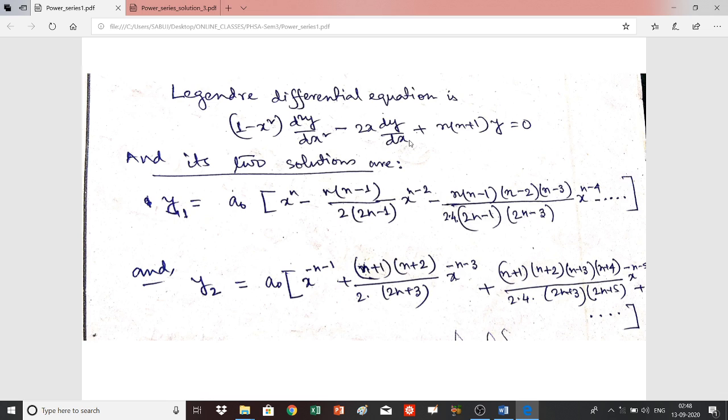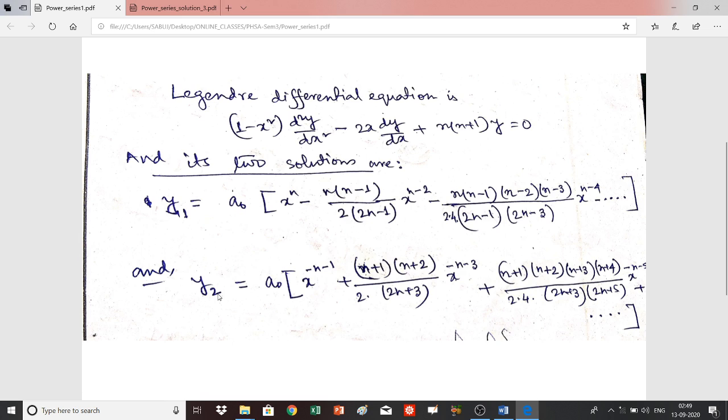You know that here n is a constant, and this differential equation has two solutions, as we learned in our previous lecture. One of them is y1, which is written as a0 times x to the power n minus n(n minus 1) by 2(2n minus 1) times x to the power n minus 2 minus n(n minus 1)(n minus 2)(n minus 3) by 2·4(2n minus 1)(2n minus 3) times x to the power n minus 4 minus etc. There are other terms, but we write here up to these terms.